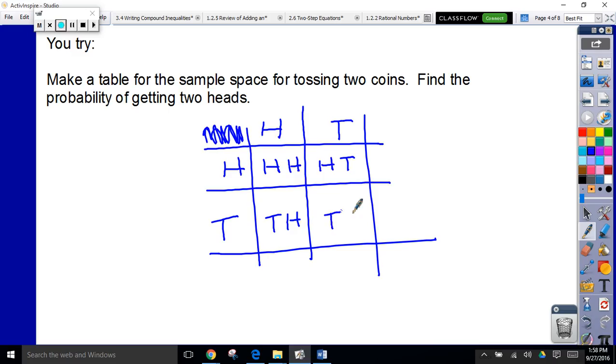TT. Okay, so now it asks us, what is the probability of getting 2 heads? How many outcomes up here show getting 2 heads? Thomas? 1. Just 1. We only have this one. So we have 1 possibility out of how many? We've got 4 possibilities up here. So the probability of getting 2 heads is 1 out of 4.